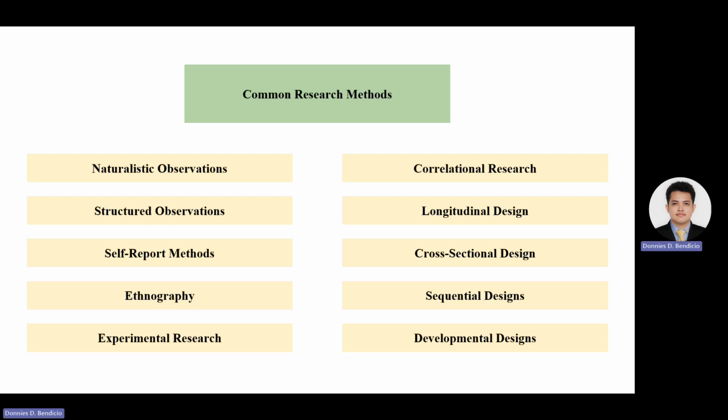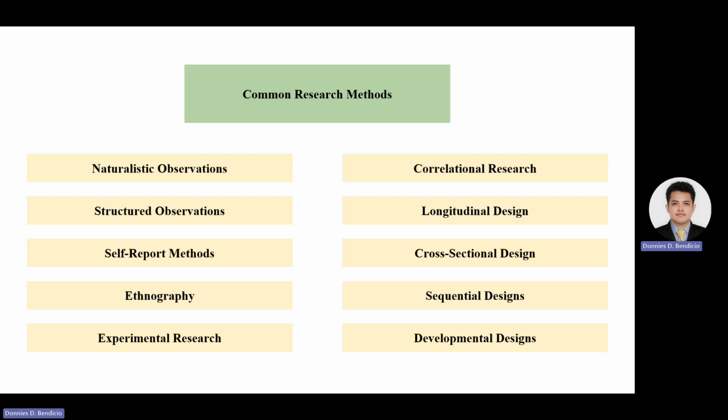Next is cross-sectional design. Different age groups are studied simultaneously to compare age-related trends. For example, researchers compare the problem-solving skills of children, adolescents, and adults in a single study. So cross-sectional studies efficiently assess age-related differences, but they cannot capture individual developmental trajectories and may be influenced by cohort effects.